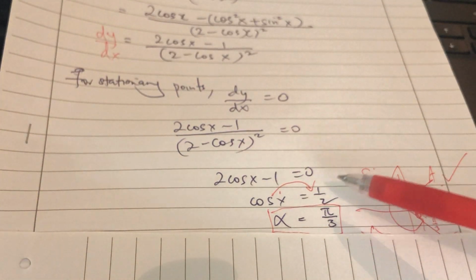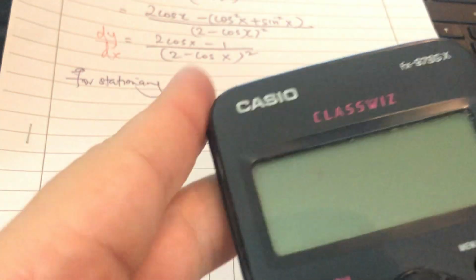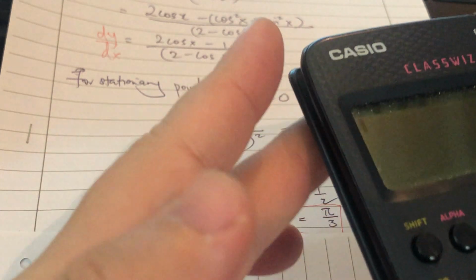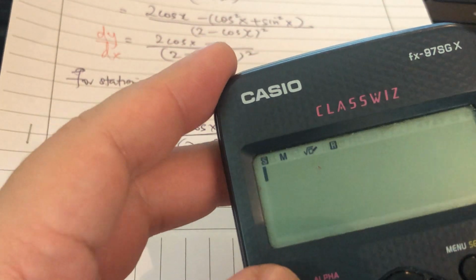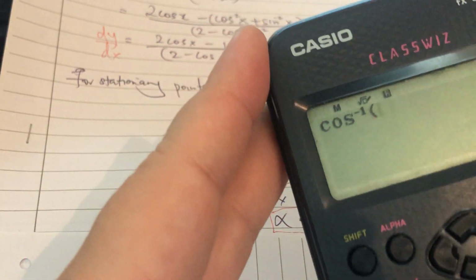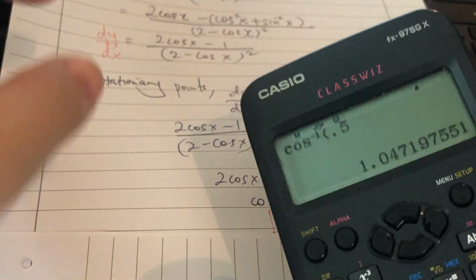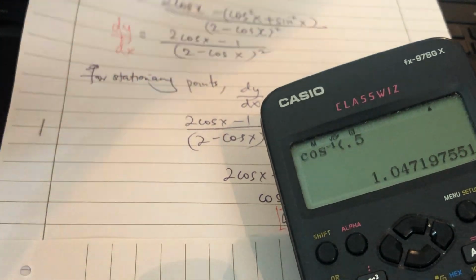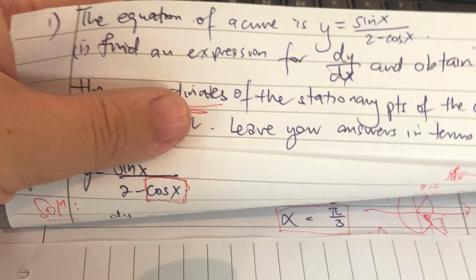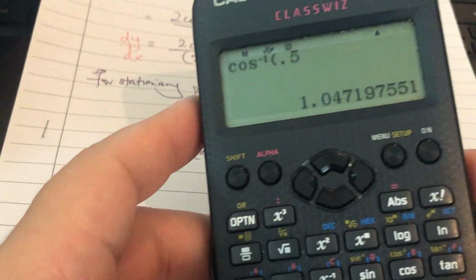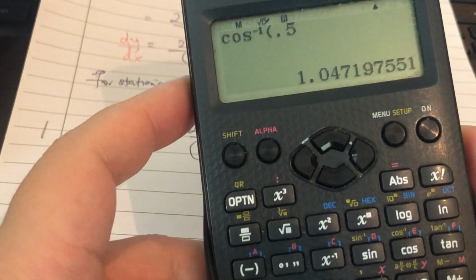Okay, if you don't know this special angle, you can still take the inverse cosine of 0.5, right? You will get this, right? You remember the question wanted the answer in terms of pi, so this answer cannot be in terms of decimals.